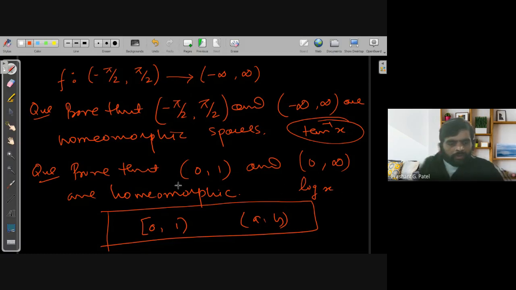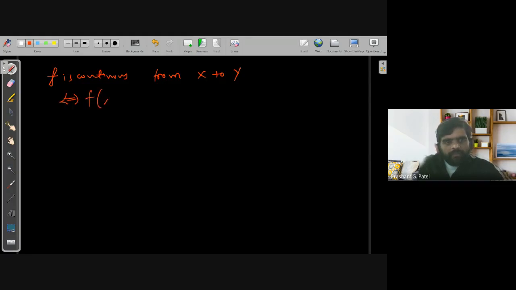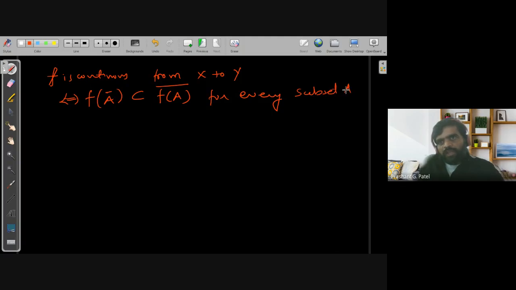Okay. So I'm giving you one more exercise which is out of track from this, but I'm giving it as an exercise: f is continuous from X to Y if and only if f of the closure of A is a subset of the closure of f of A, for every subset A of X.